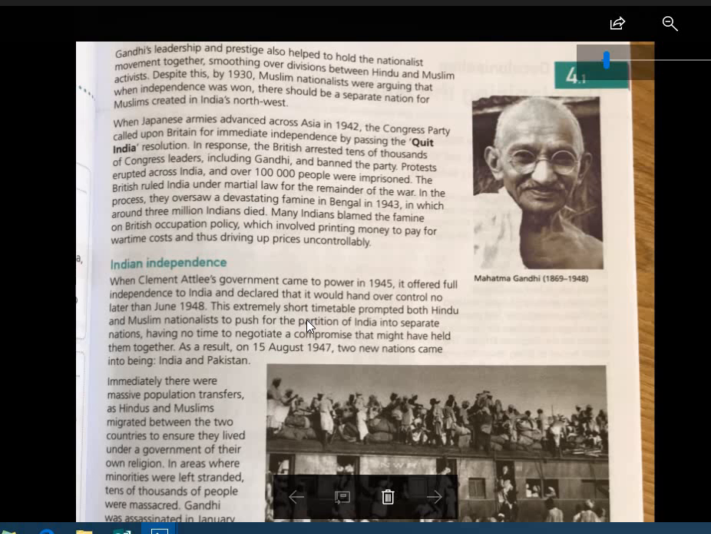In the process, they oversaw a devastating famine in Bengal in 1943, in which around 3 million Indians died. Many Indians blamed the famine on British occupation policy, which involved printing money to pay for wartime costs and thus driving up prices uncontrollably. That is essentially inflation, when lots of money is being printed because the country needs lots of money but doesn't actually have it, so they're printing lots and lots. And because there's lots of money in circulation in a country, the prices will go up dramatically.